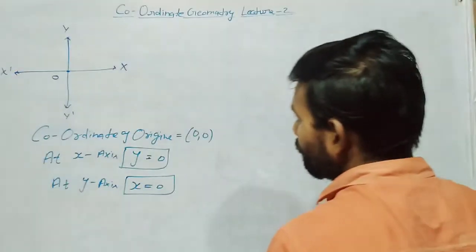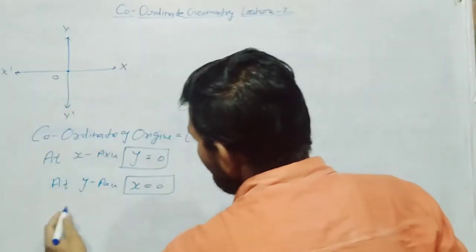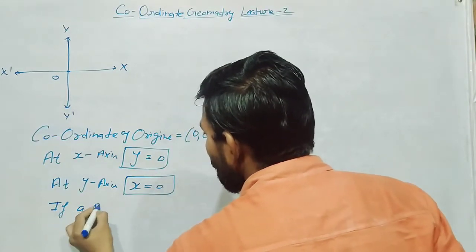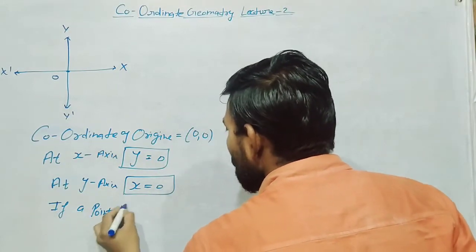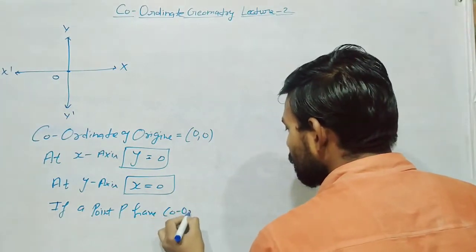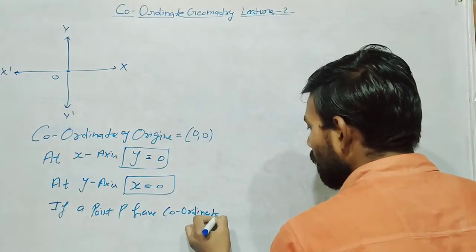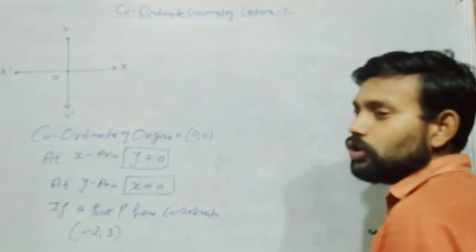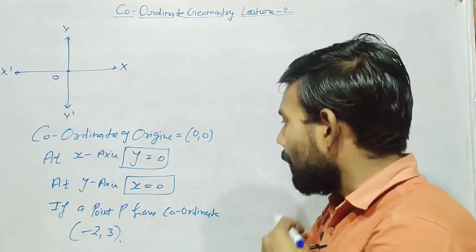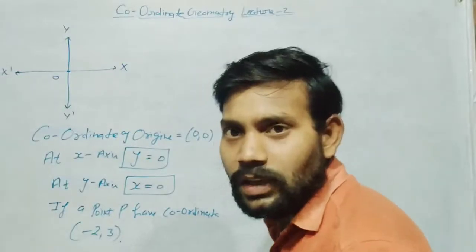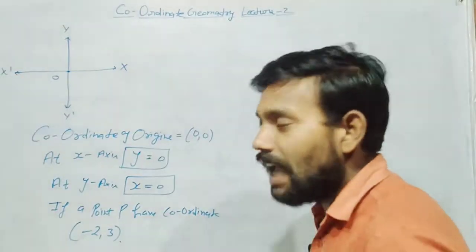Now, if a point P has coordinate -2, 3, then the question arises: in which quadrant does -2, 3 lie?